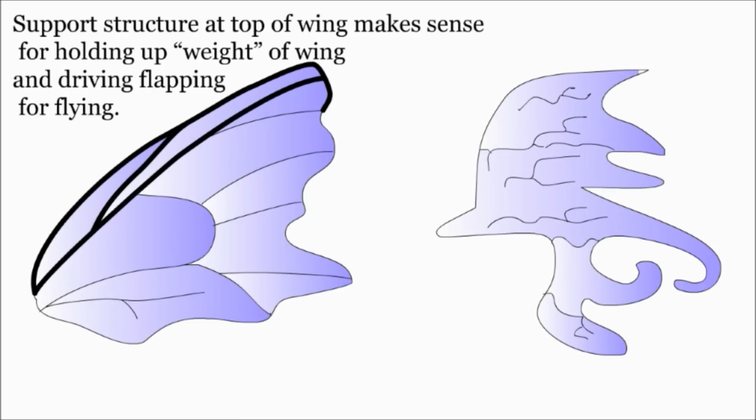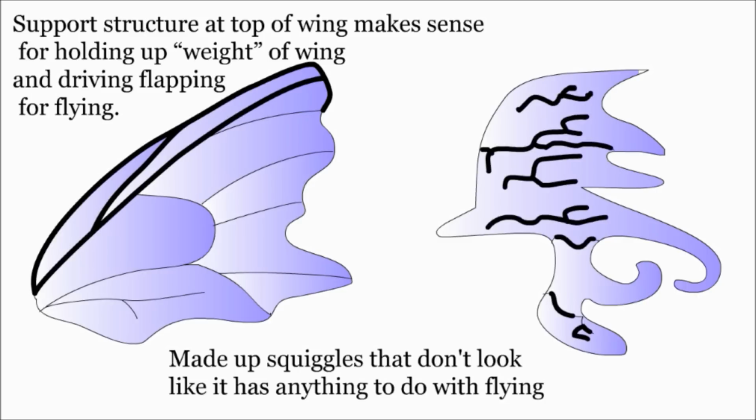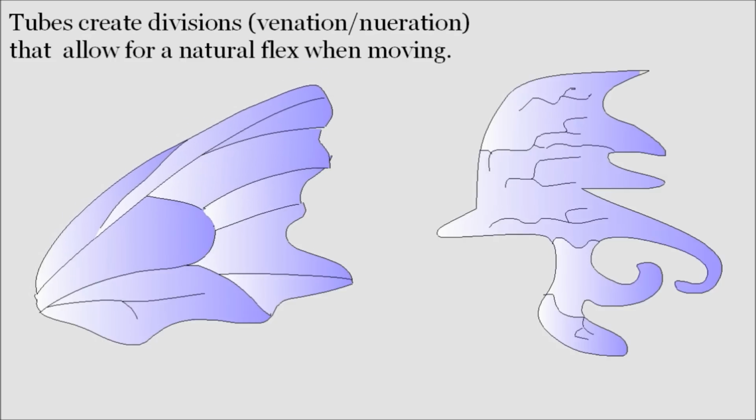The support structure of the wing. The veins should make sense for the weight of the wing when flying and flapping. Those different cells and sections bend the wing to move air effectively. They're not just decorative. Versus, say, making it up with squiggles that don't look like they have anything to do with flying. The tubes allow for that natural flex to help direct air.